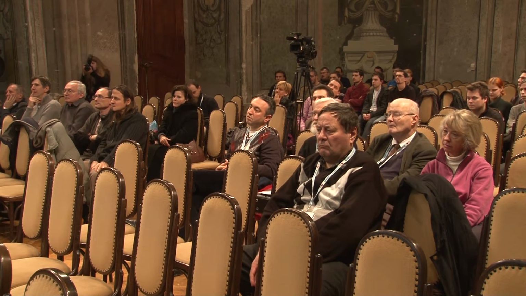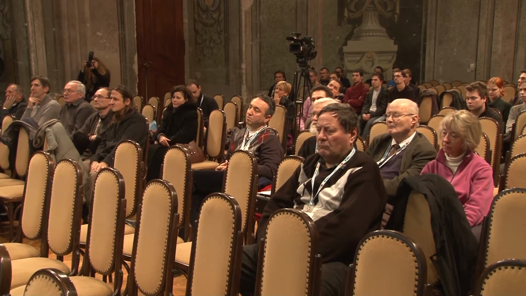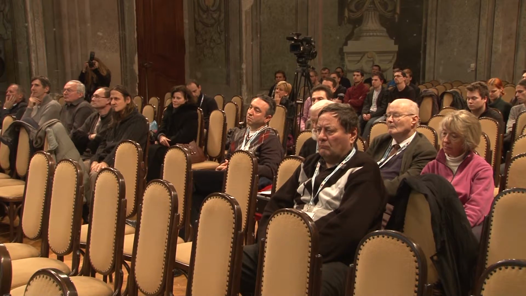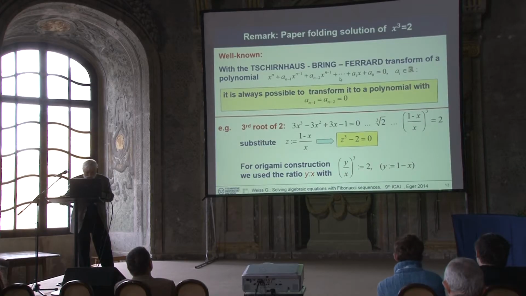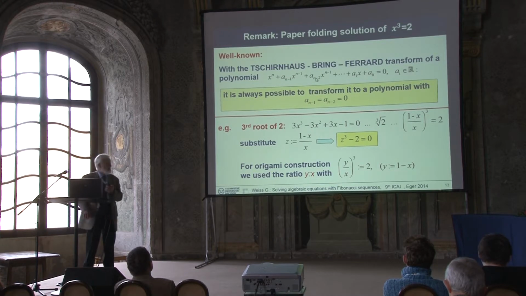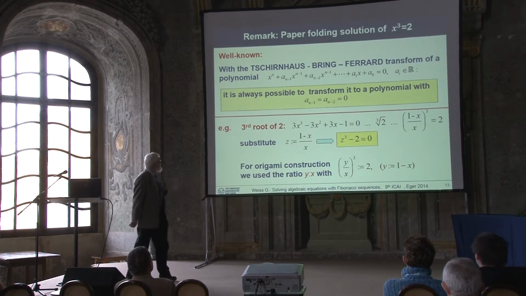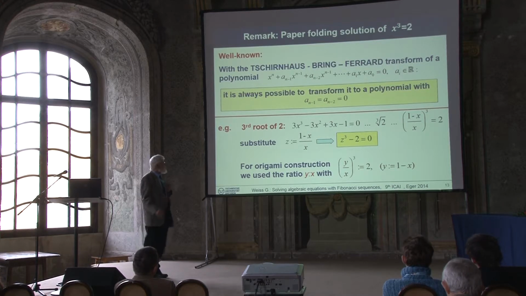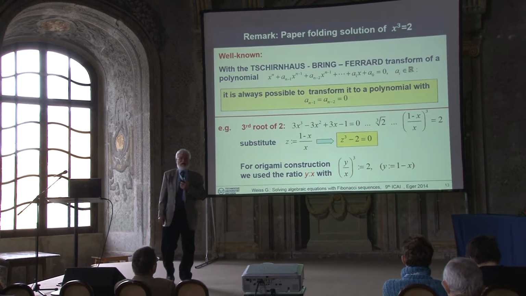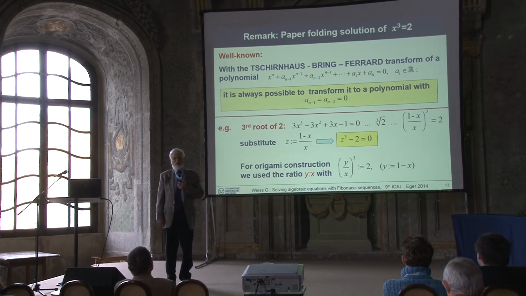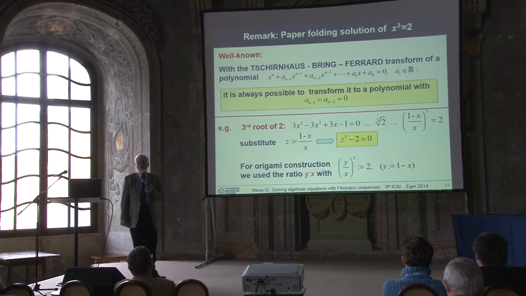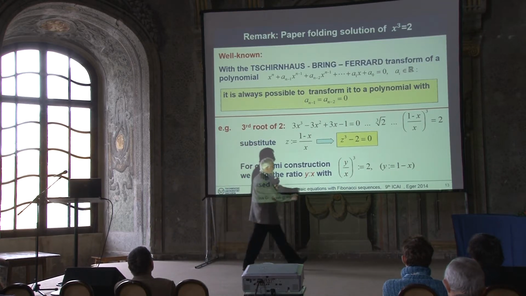But we have to remember this is the possible way. So you see, here is the Bring-Tschirnhaus transformation if we have a general equation of nth order. It's always possible to transform it into a polynomial where these two coefficients can vanish. The third root of 2, for example, is such a problem. And strangely enough, when you think about the origami solution of this problem, it also transforms it, and it's convenient to transform it in the manner that you have here.